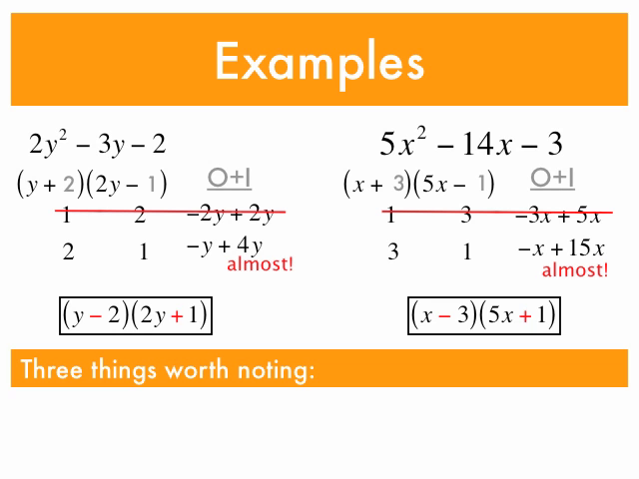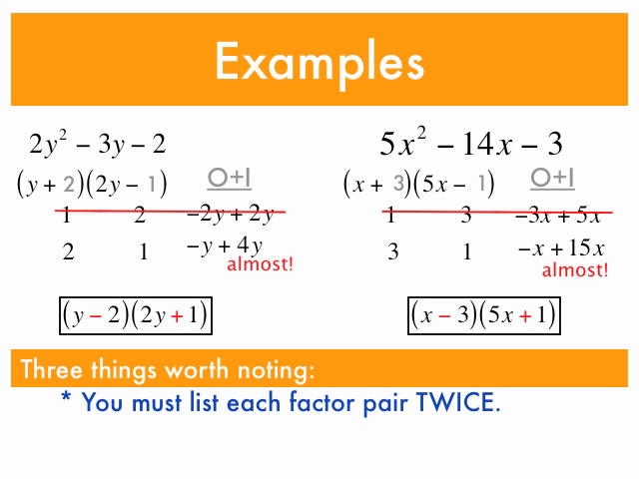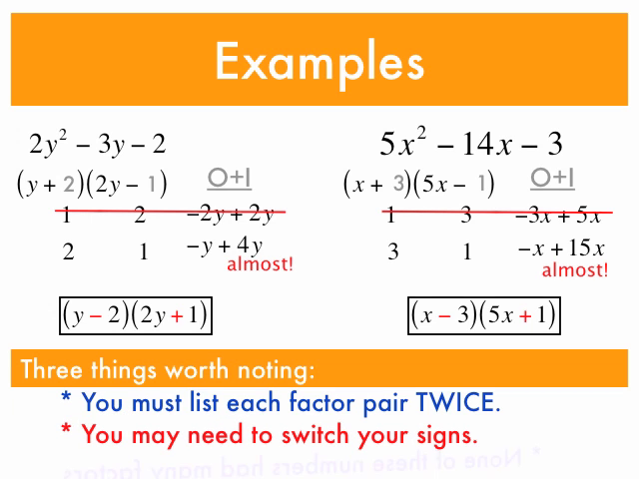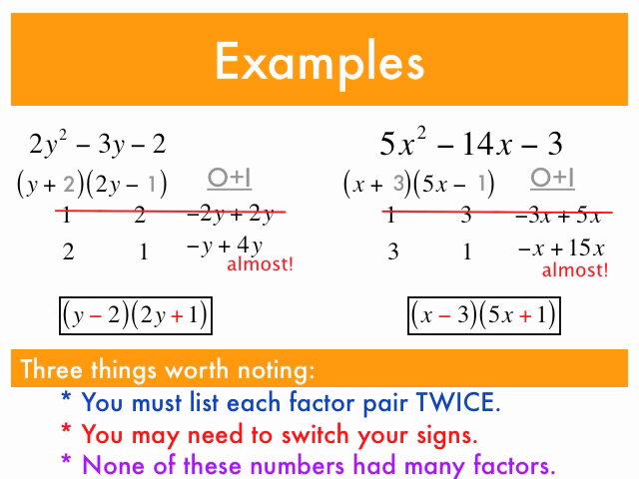Okay, some things worth noting. I have to list every factor pair twice. Whenever I have coefficients on the variables inside those parentheses, every factor pair is listed twice. Again, I might need to switch my signs. We've seen that before. That's not a surprise. And lastly, these problems were actually really easy because these numbers didn't have very many factors. Notice I just had a 3, so I just listed 1 and 3 and 3 and 1. If I had something very factorable like 36, the process is the same. It's not any harder, it's just a lot longer.